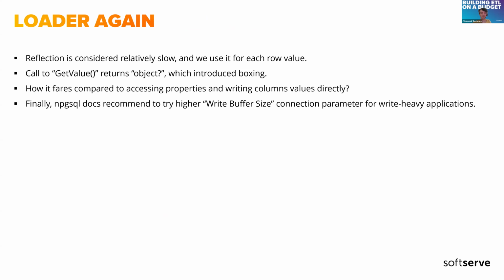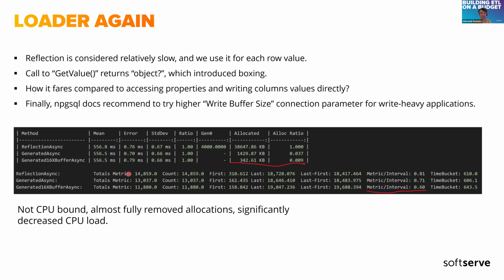And last is loader. Reflection is considered slow, and we use it on each row value. Moreover, our call to get value introduced blocking sync. I would like to compare it with accessing properties and writing column values directly. Finally, Npgsql docs recommend trying higher write buffer size connection parameter for write-heavy applications. Again, benchmarks do not show improvement in throughput, but we almost eliminated memory allocations and significantly decreased CPU load.